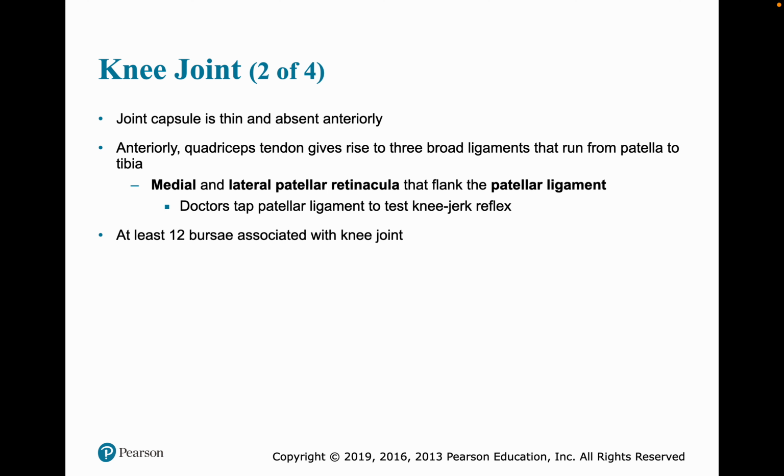The joint capsule is thin and absent in the front. Anteriorly, the quadriceps tendon is going to give rise to three broad ligaments that run from the patella to the tibia. They're the medial and lateral patellar retinacula. They flank the sides of the patellar ligament. That's where the doctor will tap his rubber mallet to test the knee jerk reaction. There are at least 12 bursae associated with the knee.